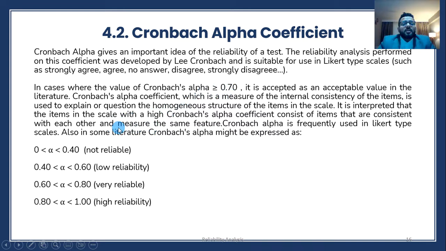In some literature, Cronbach's alpha might be expressed like this: if the value is between 0 and 40%, it is not reliable; if the value is between 40% and 60%, low reliability; and in the final one, if the Cronbach's alpha value is between 80% and 100%, high reliability.